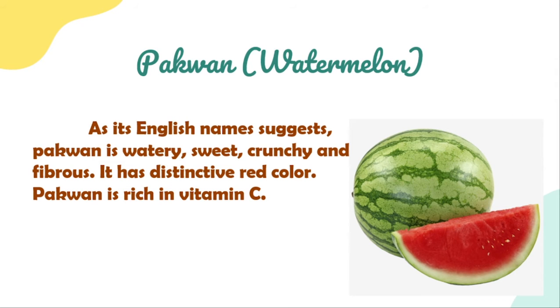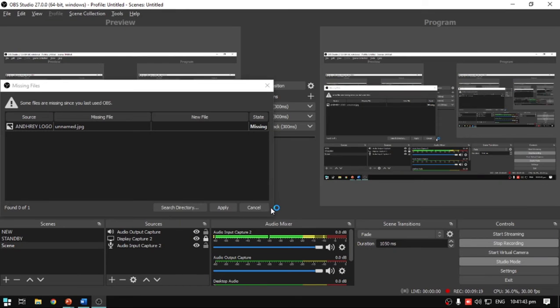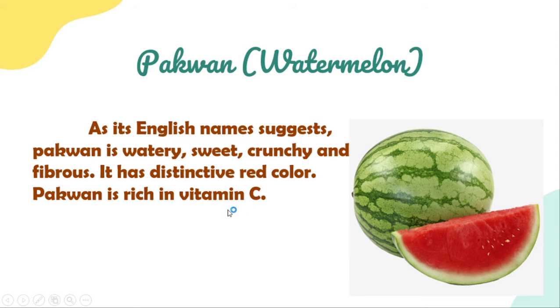So let's proceed now to another slide. This one, pakwan or watermelon. I guess kabalo kamo unsa ning watermelon or pakwan. So as its English name suggests, pakwan is watery, sweet, crunchy, and fibrous. It has distinctive red color. Okay? So that is pakwan. It is rich in vitamin C. So rich in vitamin C, good ang pakwan, no? Okay, so let's proceed now to another fruit.